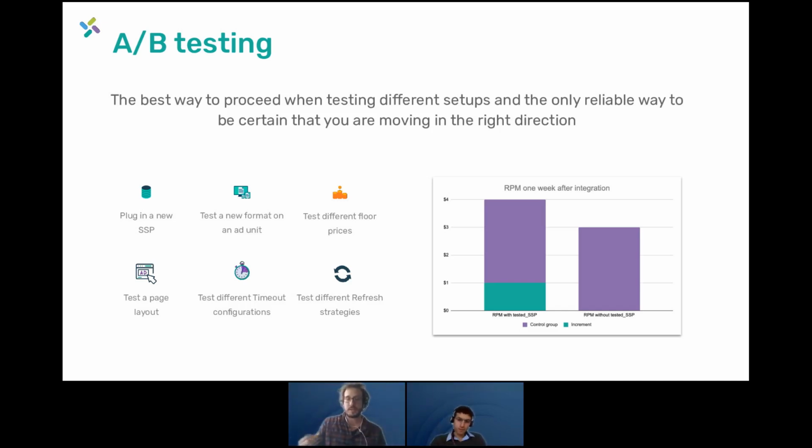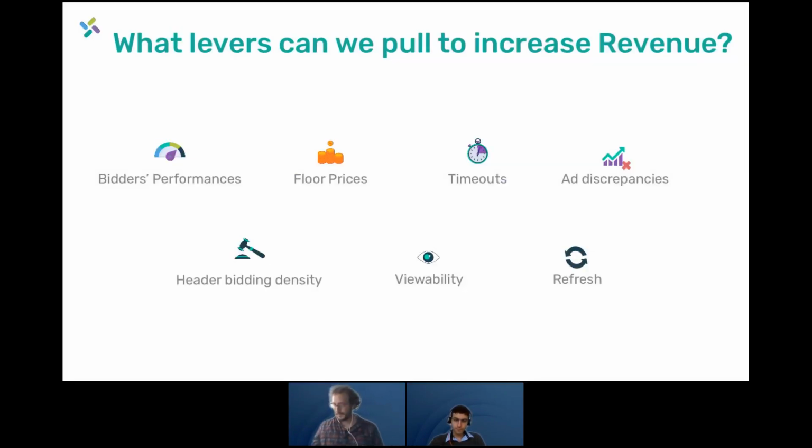Now to go into details on how to apply that and in which fields you can apply that, I'm going to let Danny take over. Thank you, Adrien.